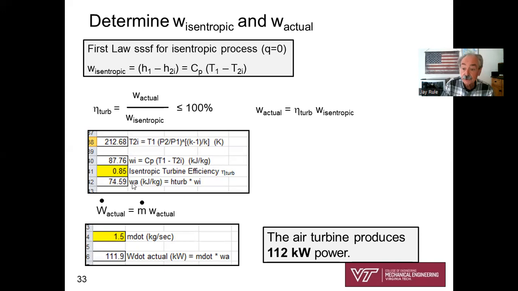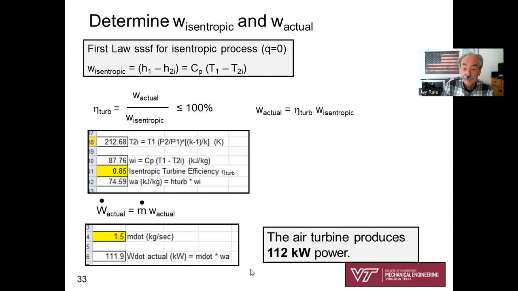W actual for the turbine is going to be less than the isentropic. So I'm going to multiply by the turbine efficiency, 74.59 work actual, and multiply by m dot that we have given. So we've got 111.9 kilowatts. And so in a sentence, I'm going to say the air turbine produces 112 kilowatts of power. That would go on your test solution.